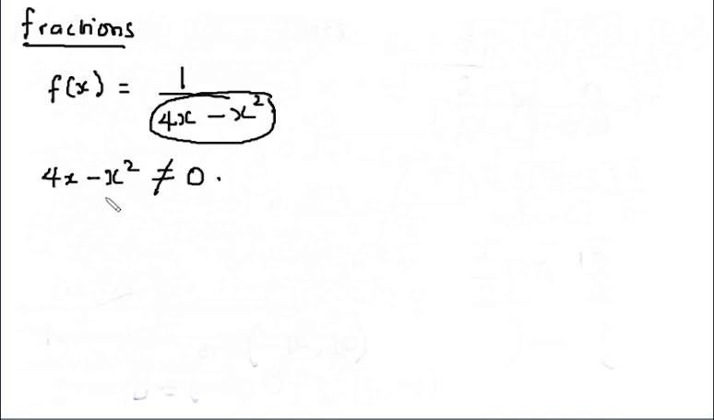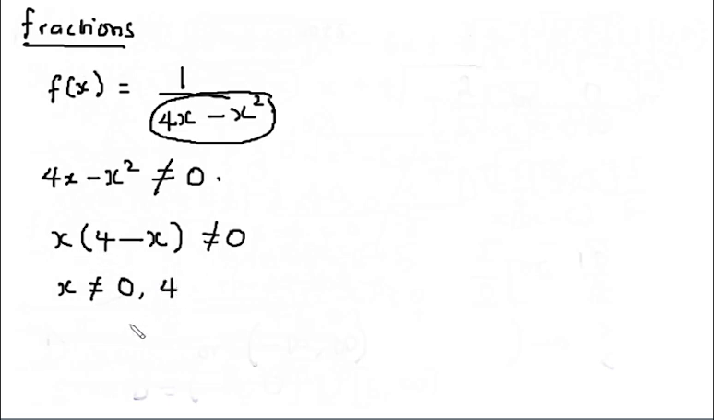So factorizing this, you have x open bracket 4 minus x, which has to not equal 0. So first of all, we need to make sure that x is not equal to 0 and 4. If you solve this, these are the two terms you get. So x should not be equal to 0 and 4.